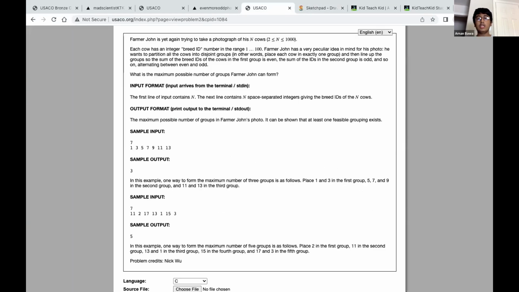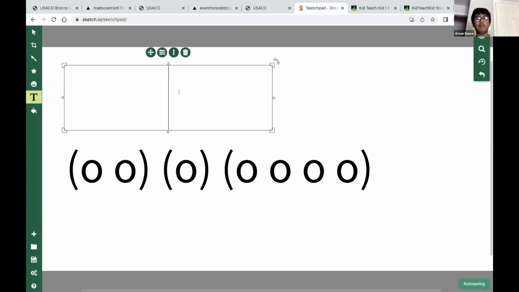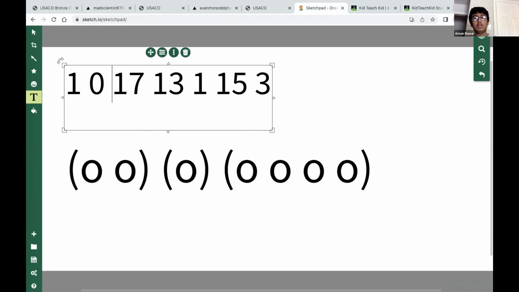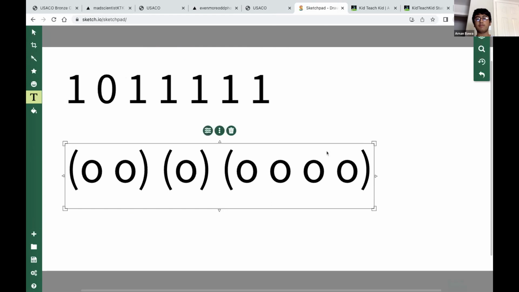Okay, now let's think about the second example. So this was the input. In this case, we actually have an even guy, but we only have 1. So let's convert all these to 1s and 0s. So we have a 1 right here, a 0 right here, a 1 right here, 1 right here, 1, 1, and 1.